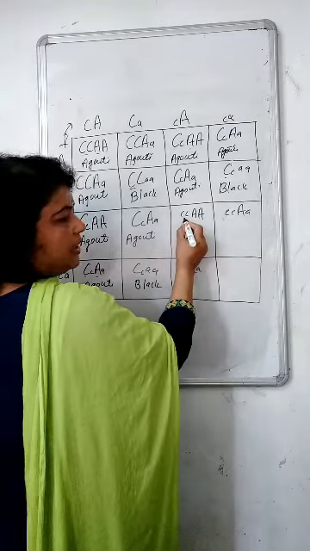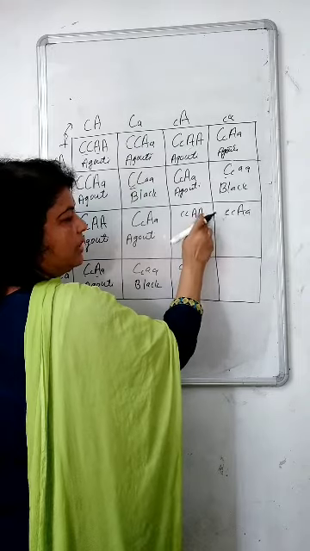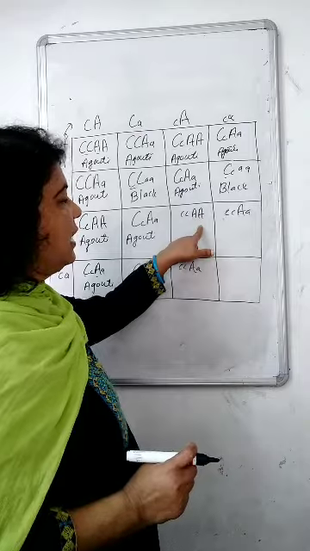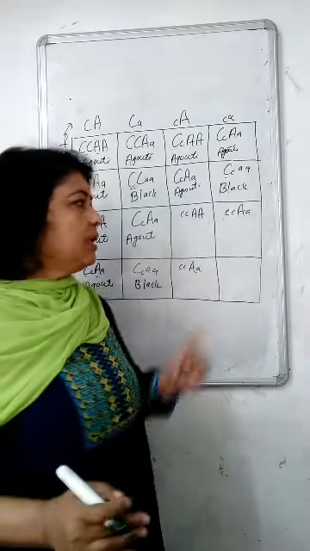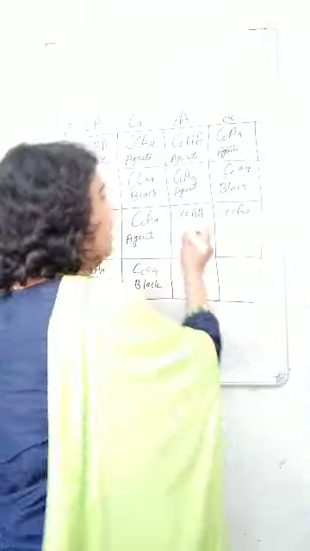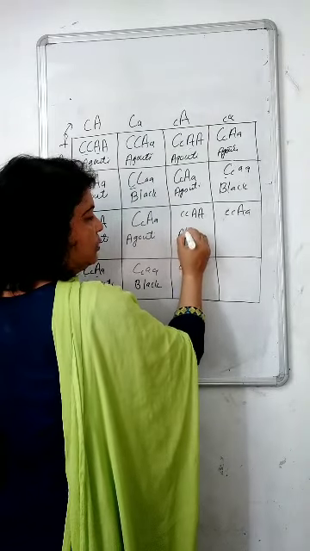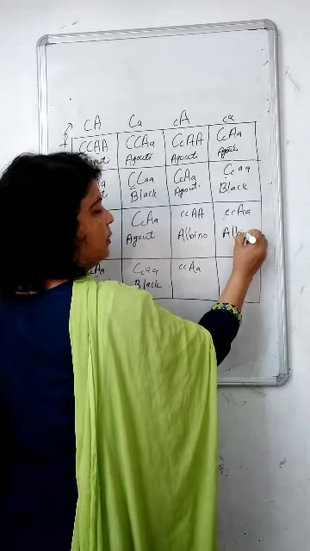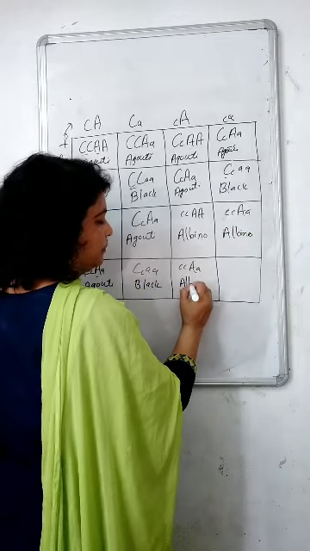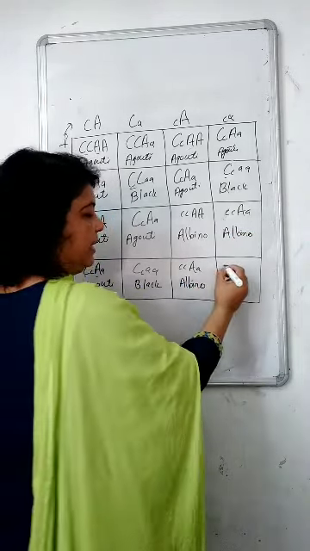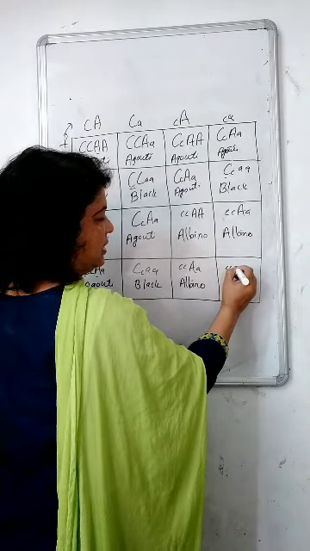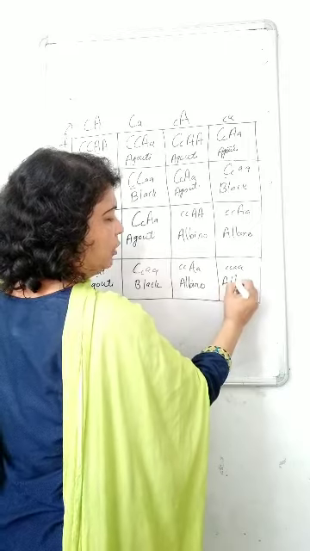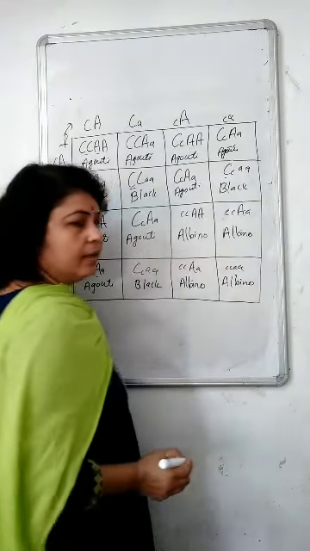So here only one is dominant, and C is recessive, therefore it masks the effect of A. Therefore it is recessive epistasis. Okay. So it produces no color, so it is albino. And here small c, small a, therefore it is also albino. No color is developed.